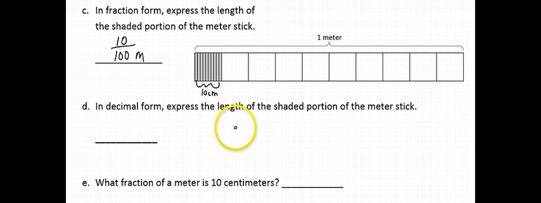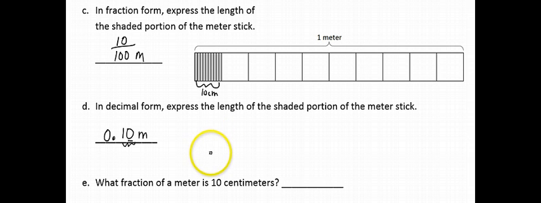In decimal form, express the length of the shaded portion of the meter stick. So if I go back to my fraction, I read it as 10/100ths. To write 10/100ths as a decimal, we would write 0.10. This is 10, and the second spot after the decimal point is my hundredths spot. So 0.10 meters would be read as 10/100ths of a meter, same as we would read the fraction.